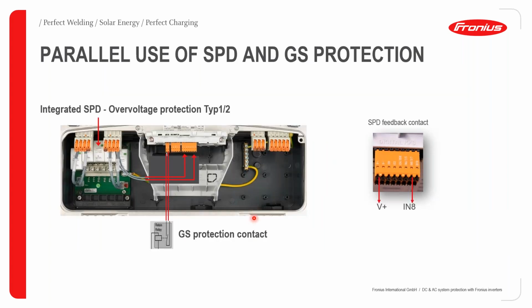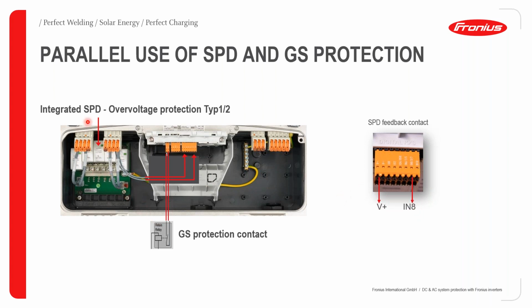Good. So in a case where we need to implement SPD and of course GS protection, it tends to come with a bit of something to think about. But in Fronius, we've been able to overcome this challenge by making use of two terminals on the input-output ports, as you can see here. Terminals V plus and IN8 are used in this case.